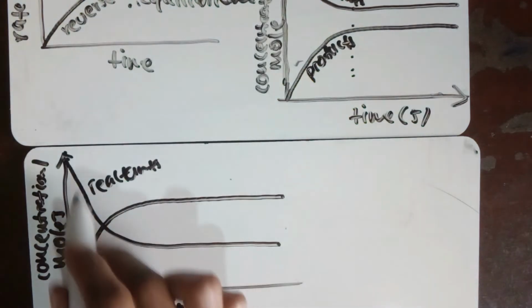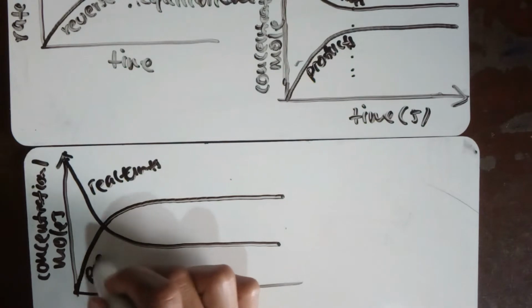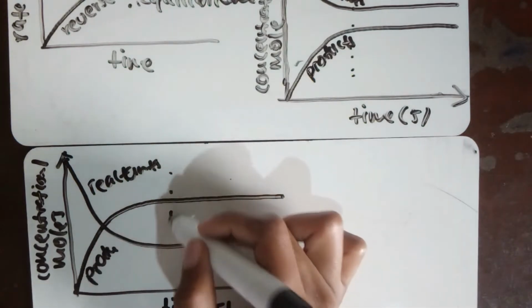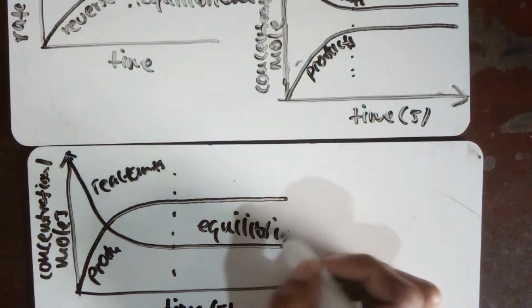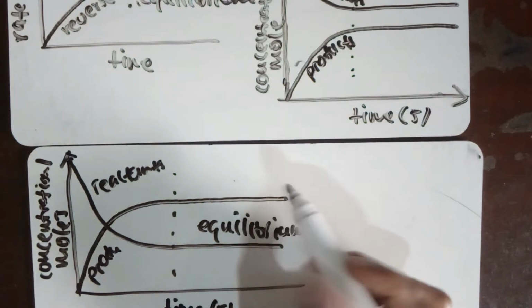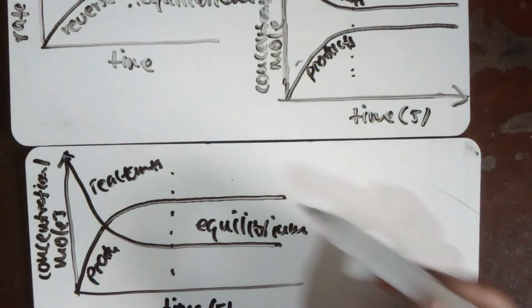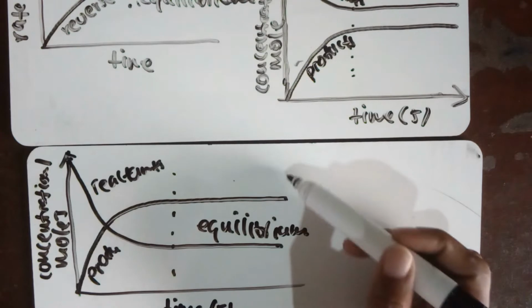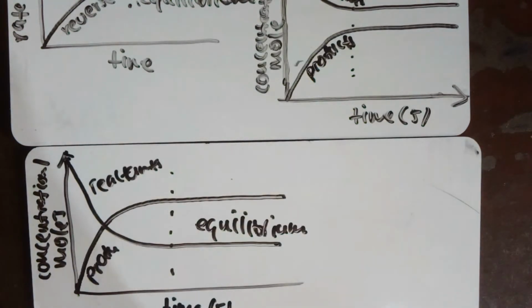The number of reactions will be decreased, not increased. And then this is your product. So you see here, it's at equilibrium. At equilibrium, it means the rate of the forward reaction is equal to the rate of the reverse reaction. But it doesn't mean that these two, the forward and the reverse reaction, will have the same concentration or the same number of moles, right?